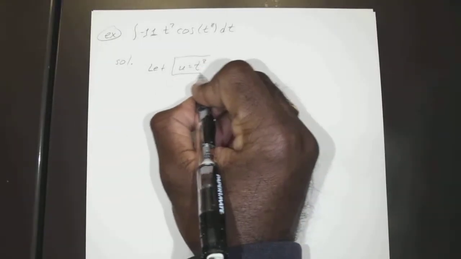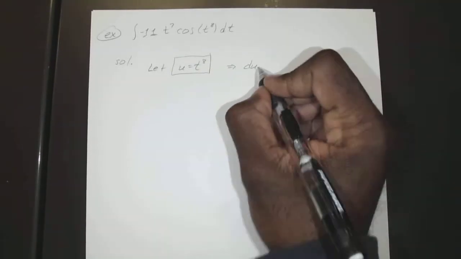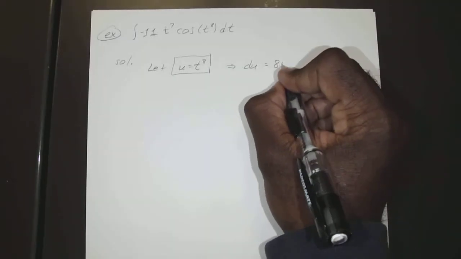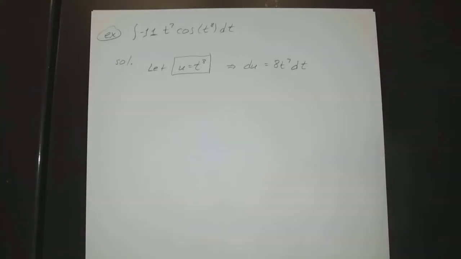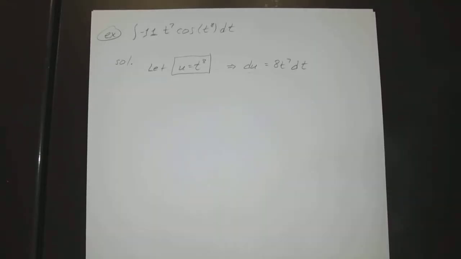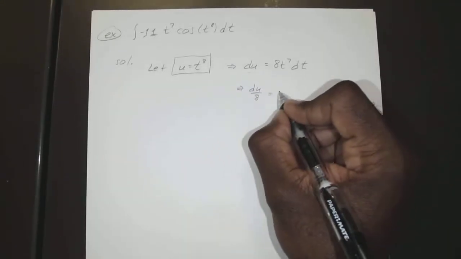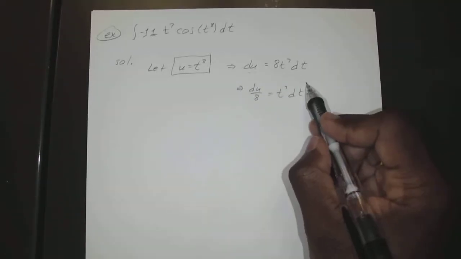Okay, so if u equals t to the 8th power, that means our derivative of u is going to be 8t to the 7th with respect to t. And if we divide both sides by 8, our du over 8 is equal to t to the 7th with respect to t.